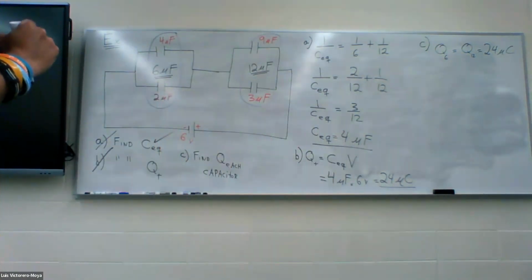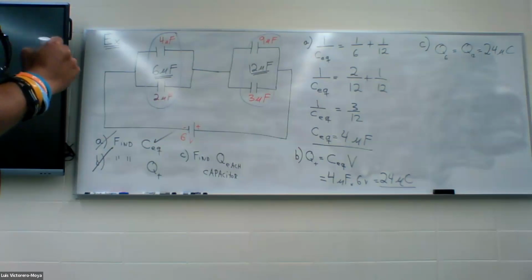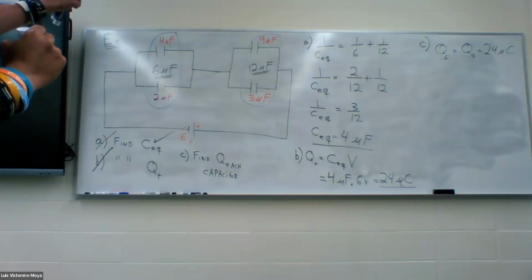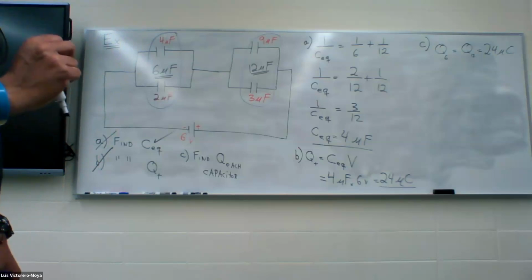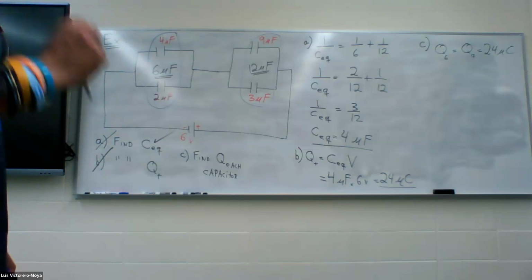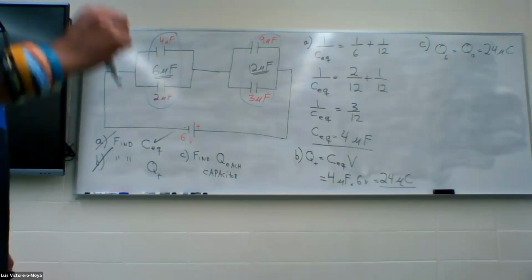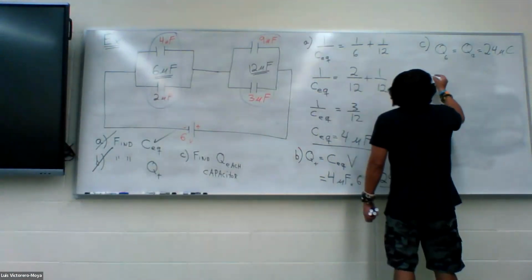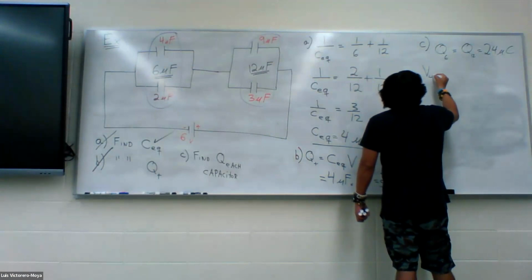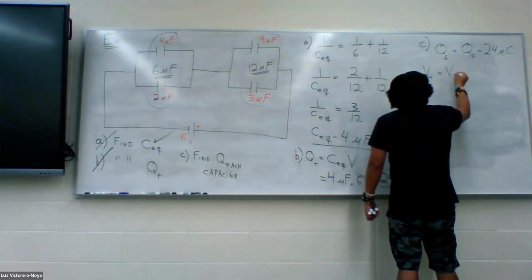So if that's the case, then you can use that to split the charge among 4 and 2 and 9 and 3. Let's start with 4 and 2. 4 and 2 are in parallel. Whenever you have capacitors in parallel, the voltage is the same. So like this, now you say that the voltage on 4 is equal to the voltage on 2.